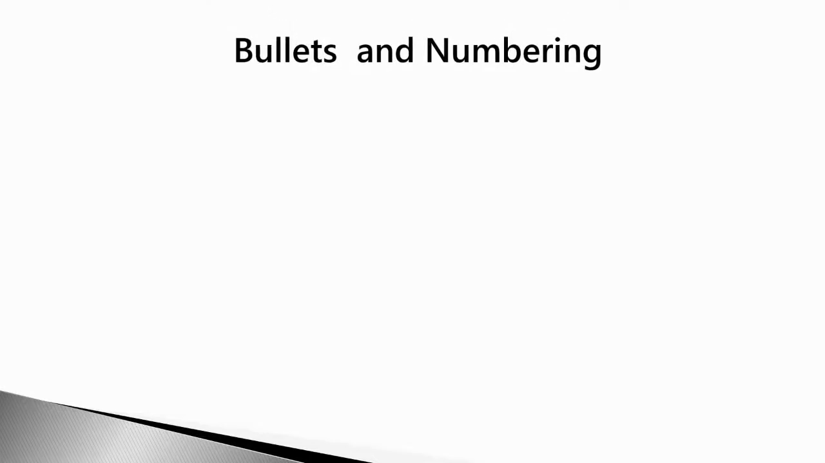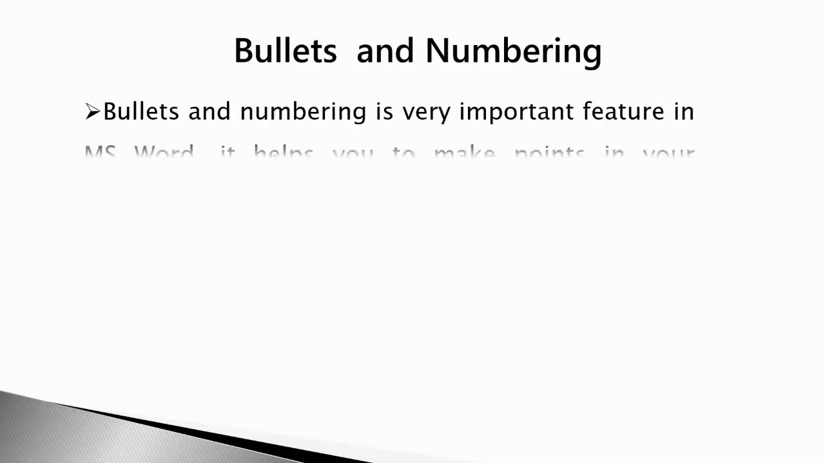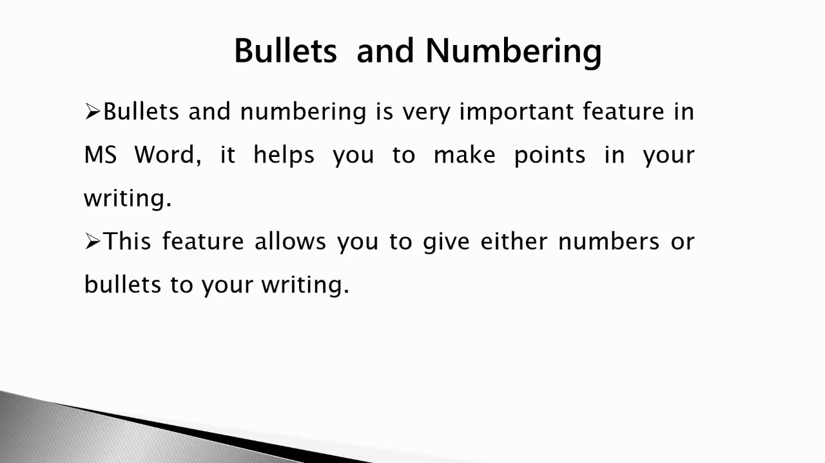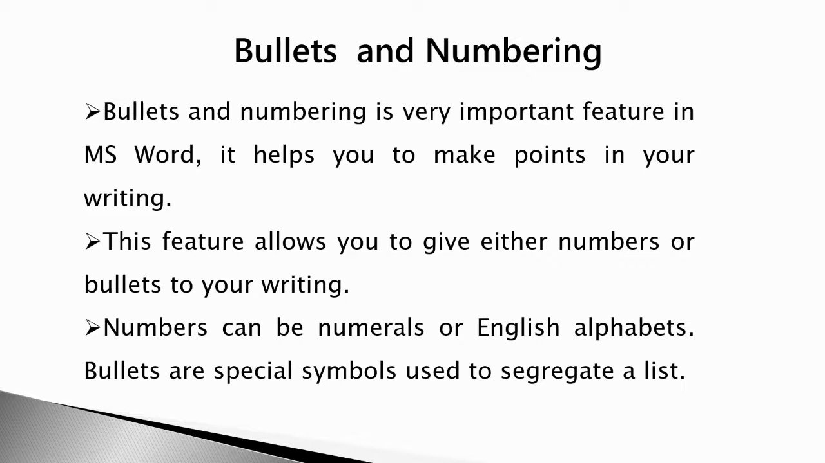Now, let's see what is bullets and numbering. Bullets and numbering is a very important feature in MS Word. It helps you to make points in your writing. This feature allows you to give either numbers or bullets to your writing. Numbers can be numerals or English alphabets, and bullets are special symbols used to segregate a list. Now let's see how to use them.